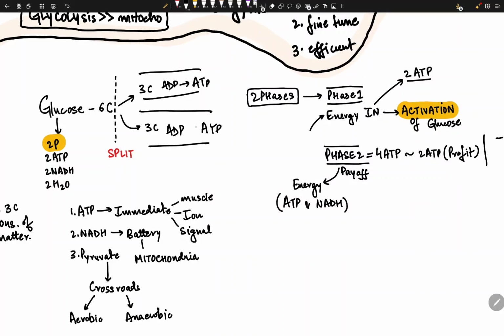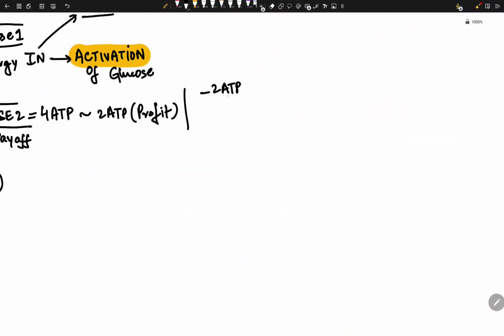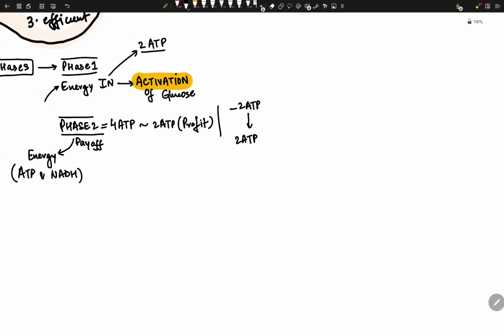I hope you understand this, right? We're getting 2 ATP now again. So, nice. Now in phase 2, first we invested 2 ATP. Now we got the 2 ATP back, right? So everything happens twice, therefore we get 2 ATP.